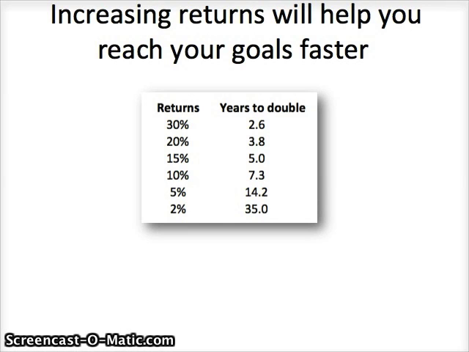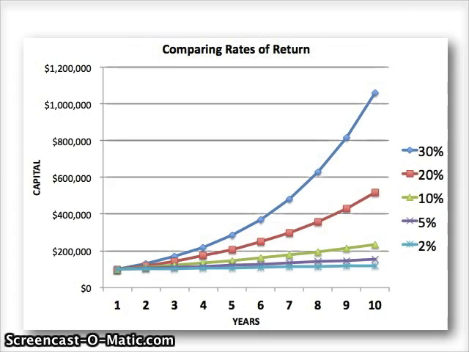If your returns are 2%, it takes 35 years to double your money. With 20% returns, you can double your money in 3.8 years. And if you can get 30% returns, you can double your money in just 2.5 years. This is what it looks like if you started with $100,000 of capital and you grew the money at 2%, 5%, 10%, 20%, and 30%. So as you see, there's an exponential aspect to this, and the compounding of money, as Einstein said, is the 8th wonder of the world.